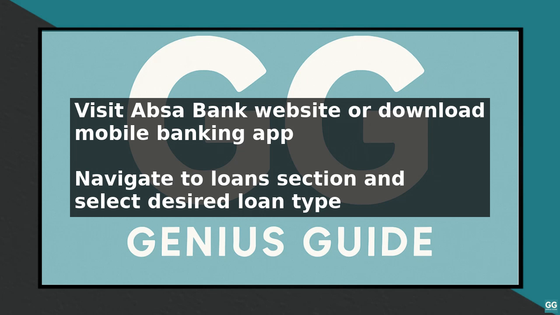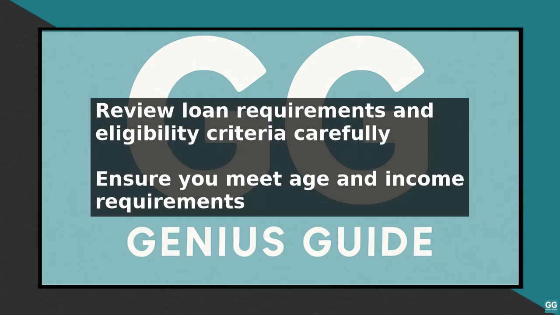Next, review the loan requirements and eligibility criteria to ensure you qualify for the loan. This typically includes being a resident of the country, having a minimum income, and being between a certain age range. If you meet the eligibility criteria, click on the Apply Now button and fill out the online application form.